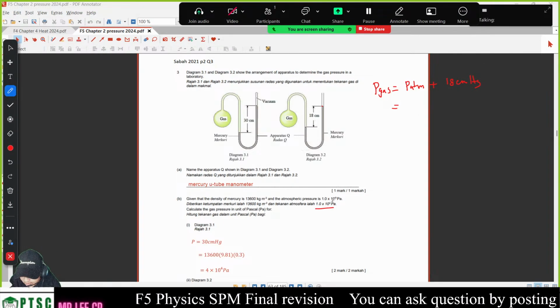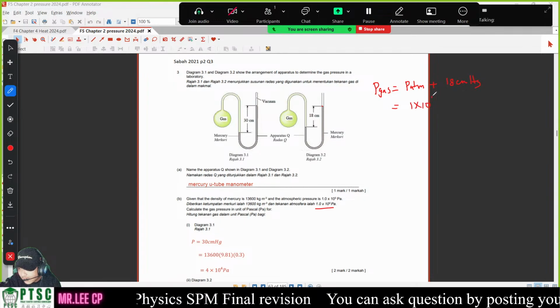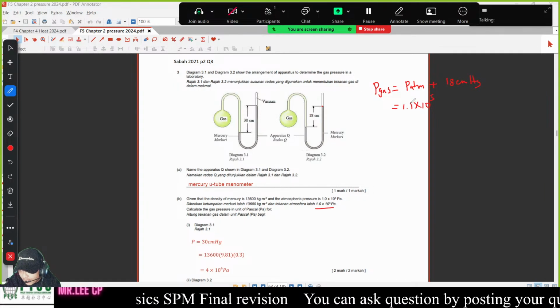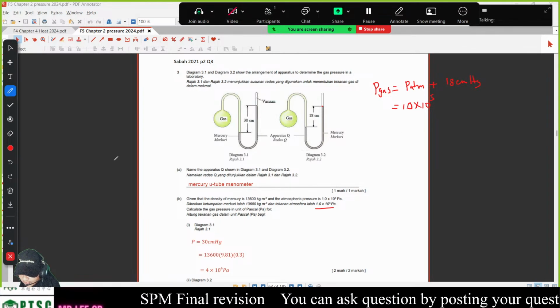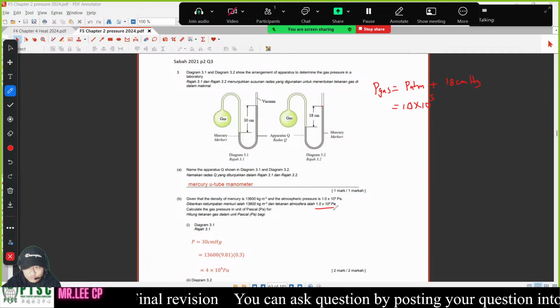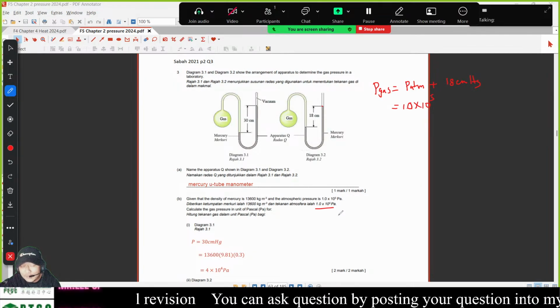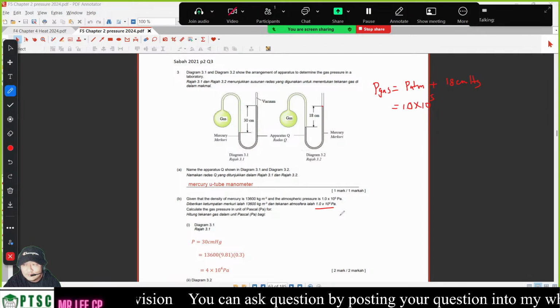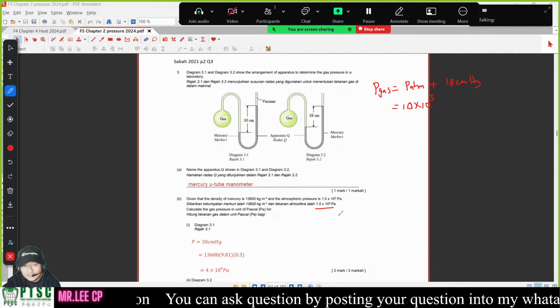Atmospheric pressure, they give you 1 times 10 power 5. In SPM, I want you to write 1.0. Just write 1.0. Just follow. Teacher, 1.0 is nothing, right? It is not important. Just follow.